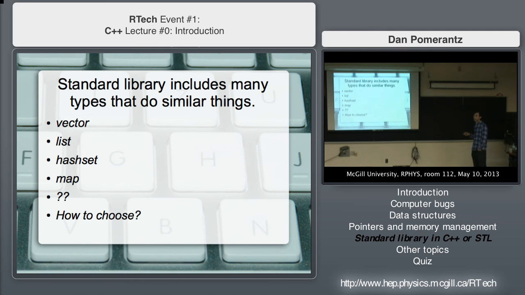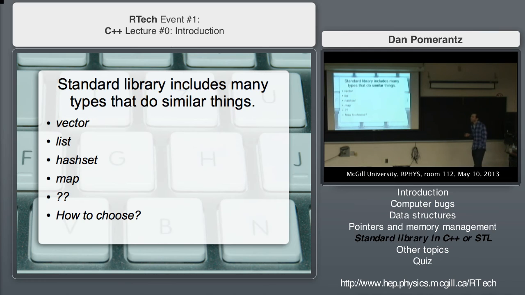Now there are a lot of different standard library objects that you can use. Vector, which is meant to represent an array. List, which is meant to represent a linked list. Something called a hash set, a map, some other things. And there's a tough question about how you choose which one of these will work, because a lot of these are actually for similar problems.